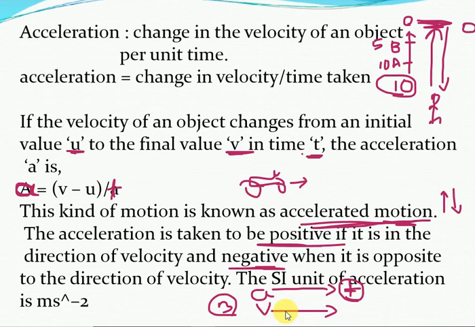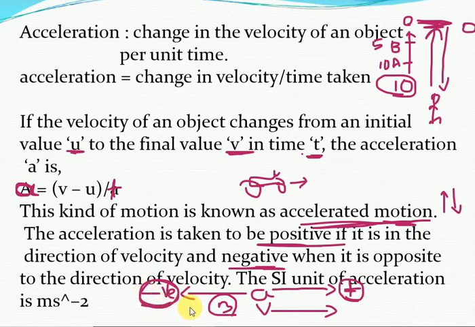If the direction of acceleration of the body is not the same as the direction of velocity, that is, if the direction of acceleration is opposite to the direction of velocity of the body, here acceleration is considered as negative. As I was saying about retarded motion, this negative acceleration is also known as retarded or decelerated motion.